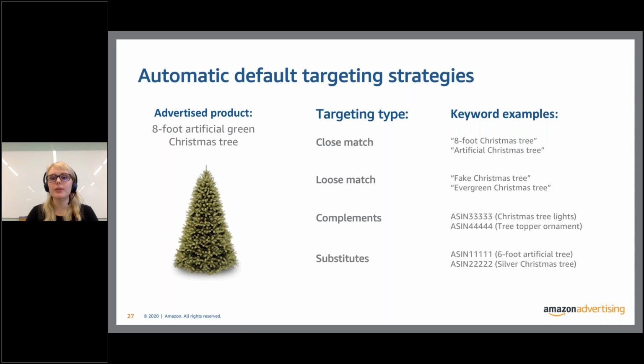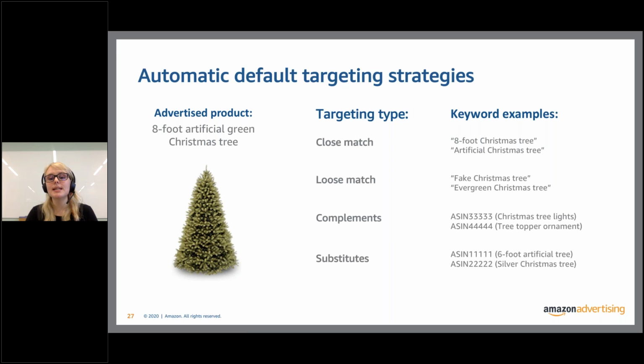So here's an example that shows how each targeting option can work in your automatic campaign. So if you're advertising this 8-foot artificial green Christmas tree, with close match, this ad will target keywords like 8-foot Christmas tree or artificial Christmas tree. So these are really closely related keywords to your product. Then with loose match, it'll match to keywords like fake Christmas tree or evergreen Christmas tree, because these are a bit more loosely related to your product.